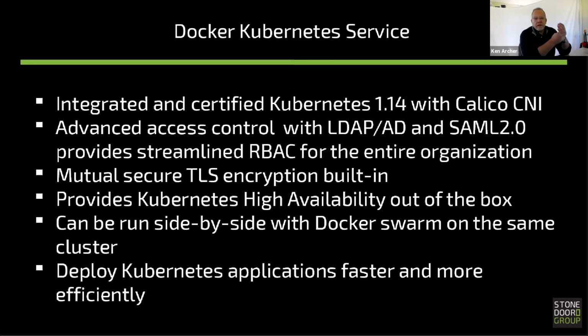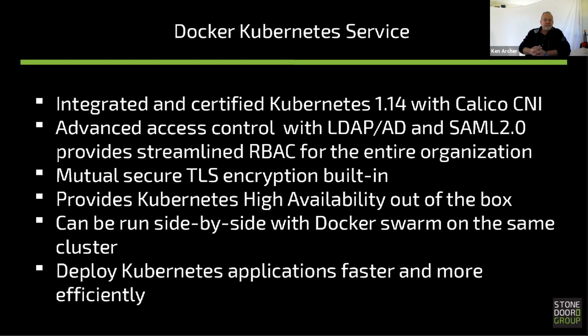Another thing that we bring to the table with Docker is Docker Kubernetes Service. It's an integrated and certified Kubernetes 1.14 version currently. I know Kubernetes is currently up to 1.18, which is the edge version of Kubernetes at the moment, not entirely stable. We bring up a stable version of Kubernetes, and as Docker upgrades, the Kubernetes version is going to be upgrading with it. And it brings it up with the Calico CNI for our networking purposes for Kubernetes.